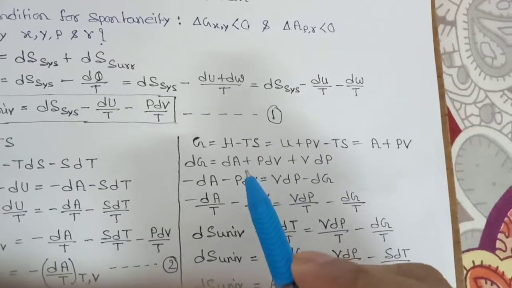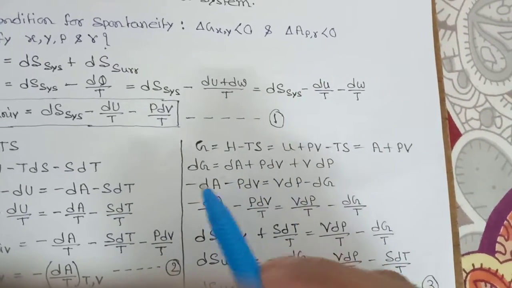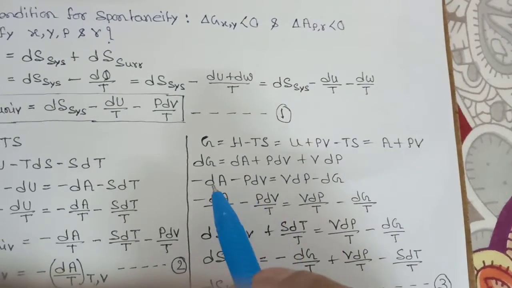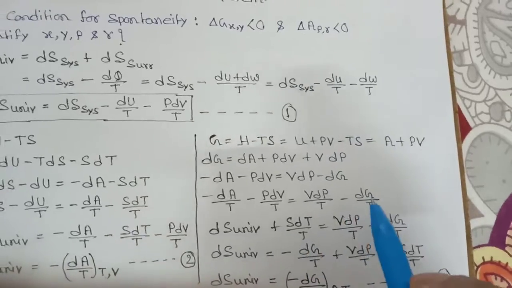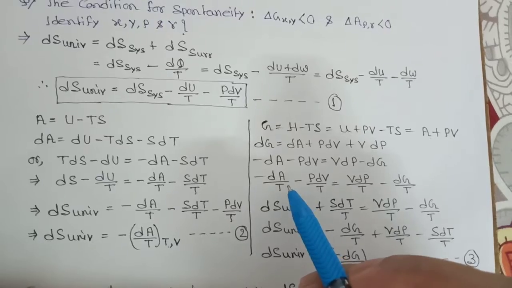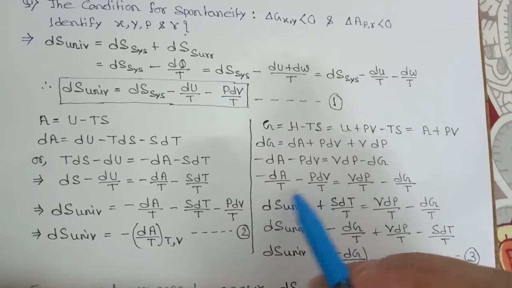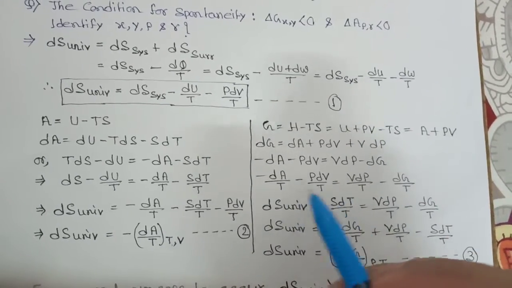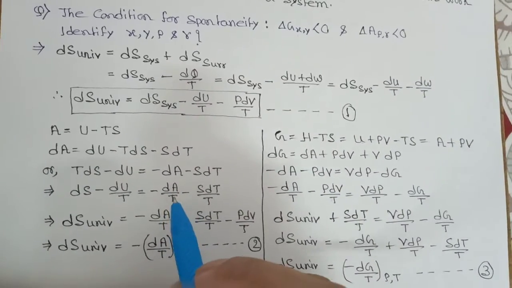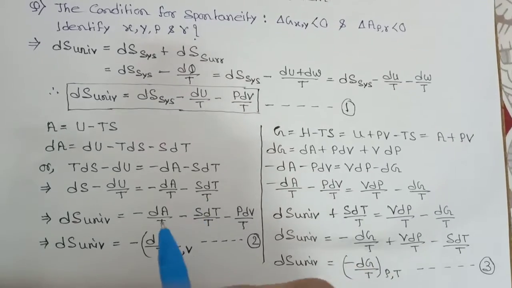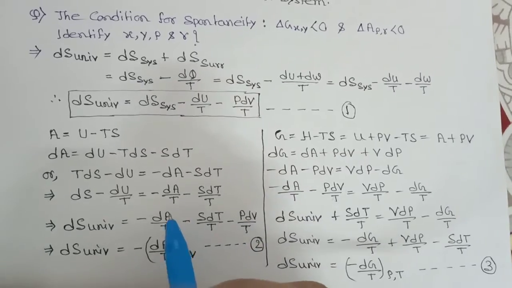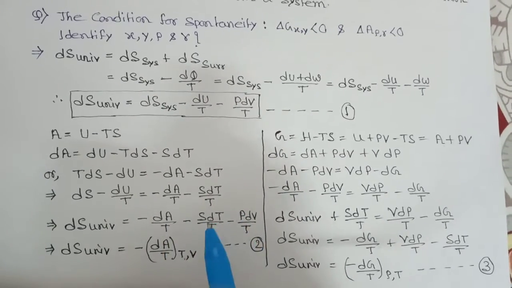This one. Now dA and pdV will go in the left hand side and dG will come in the right hand side. Now again we will divide all the terms by temperature here. Now in place of this one, the minus dA by T minus pdV by T, we can write this one. See, minus dA by T and minus pdV by T. So dS universe equal to, we know, minus dA by T minus pdV by T. This will come in this side.